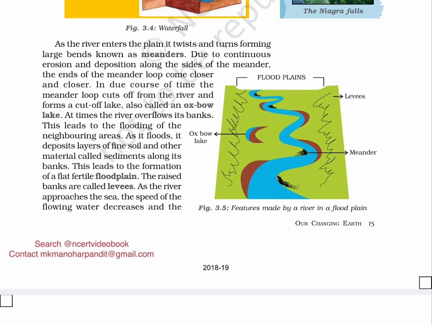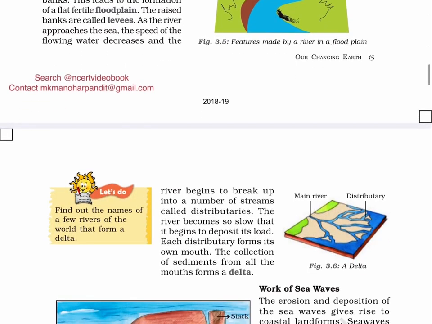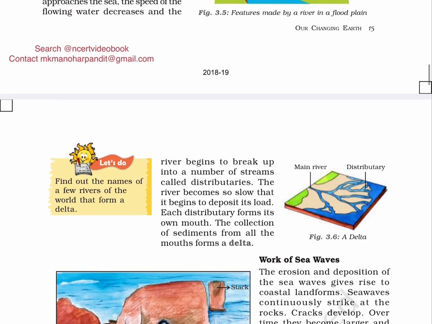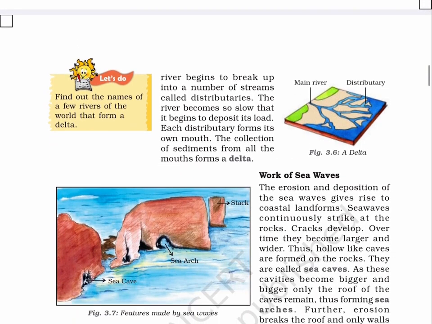As the river approaches the sea, the speed of the flowing water decreases and the river begins to break up into a number of streams called distributaries. Page 16. The river becomes so slow that it begins to deposit its load. Each distributary forms its own mouth. The collection of sediments from all the mouths forms a delta. To the right side, we can see a picture of a delta. A main river is shown and its distributaries.